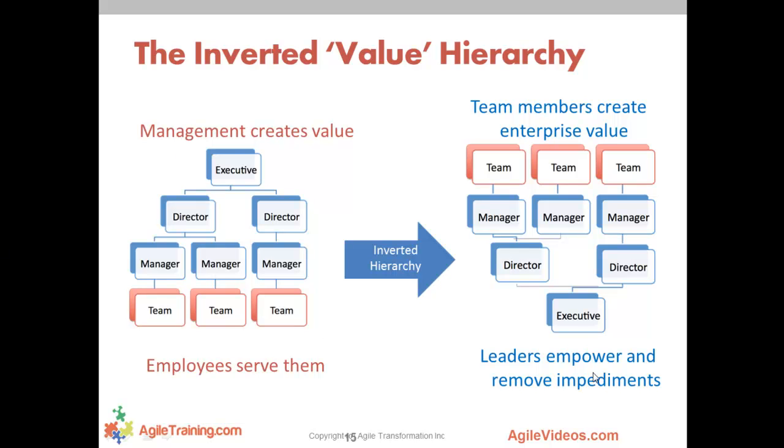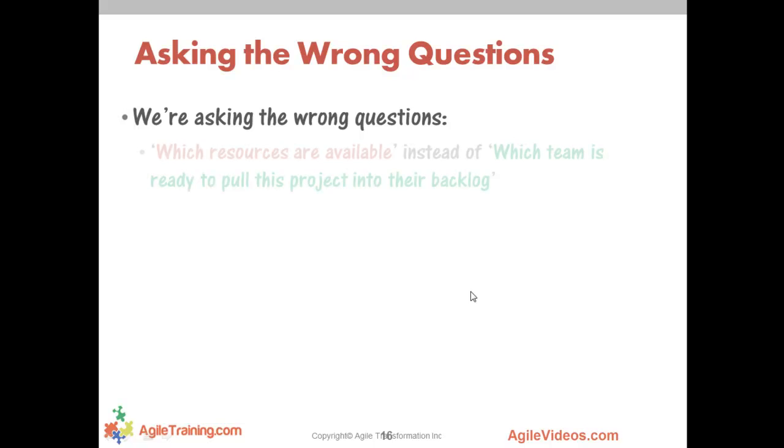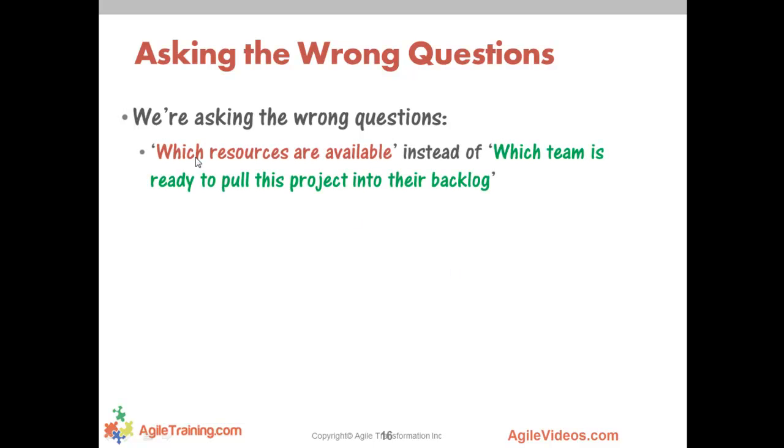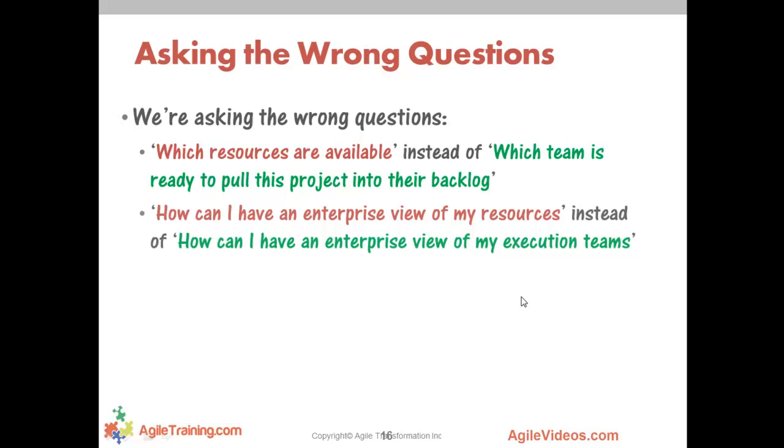But ultimately, who actually delivers value for your organizations are these cross-functional teams that need to work with each other to actually get the work done. So it's sort of rethinking how we measure value. Sometimes we ask the wrong questions today. Which resources are available instead of which team is ready to pull this project into their backlog? So again, we're starting to shift more into talking about teams as opposed to individual resources.